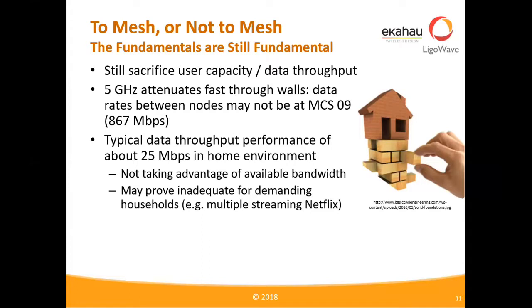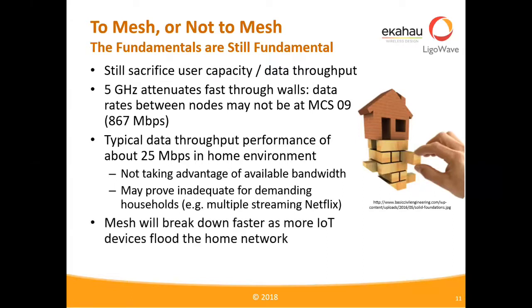You can stream high-def Netflix over that. You can't stream 4 or 5 of them over that. But you can still have very decent performance at 25 megabits per second. However, in demanding households, say you've got 4 people streaming 4 different Netflix movies all at the same time, yeah, 25 megs is probably kind of pushing where you're going to go.